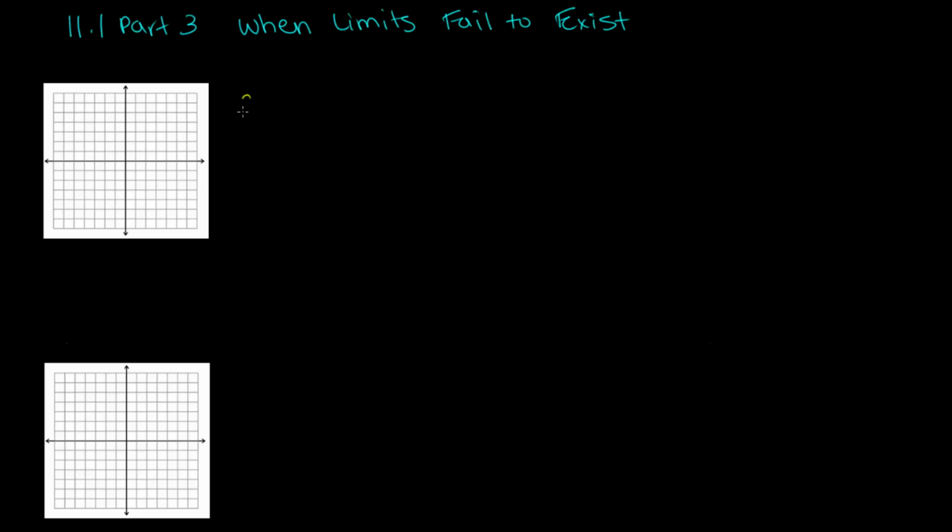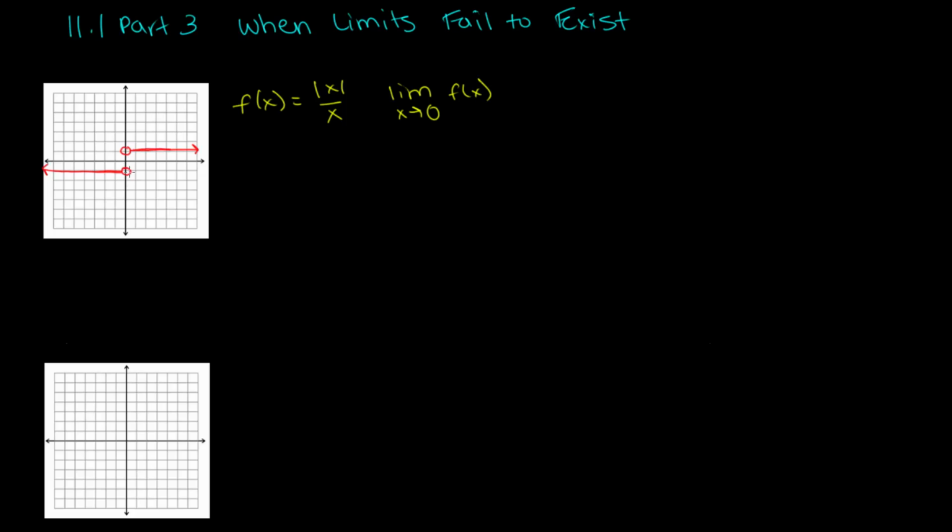So we have a function f of x is equal to the absolute value of x over x, and we want to find the limit as x approaches 0 for f of x. Alright, so we're just going to graph the function, and the graph looks like this. And we want to investigate the behavior at x equals 0.